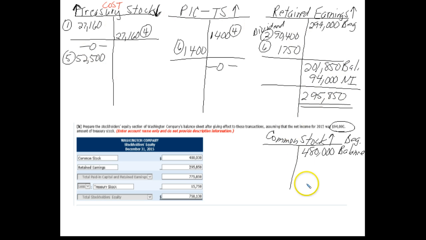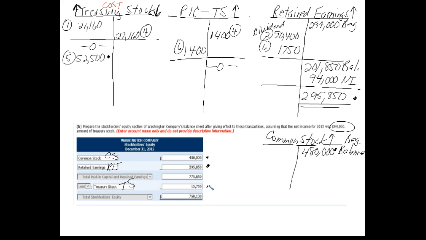Okay? So now we're just going to take these accounts and put them on the balance sheet. The $480,000 goes in the common stock account. So we have common stock, $480,000. So there's that balance. We have the $295,850. It's reported as retained earnings. And then they're just doing a total of paid-in capital and retained earnings, so they're adding those together. And then we want to subtract out this $52,000, so less treasury stock.